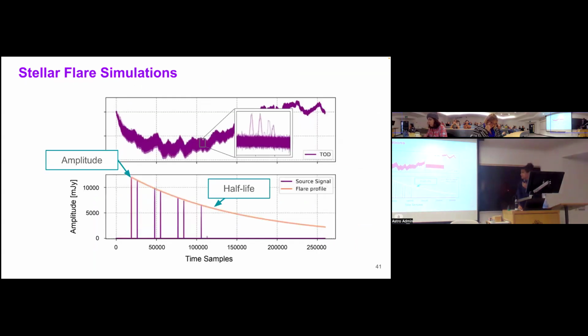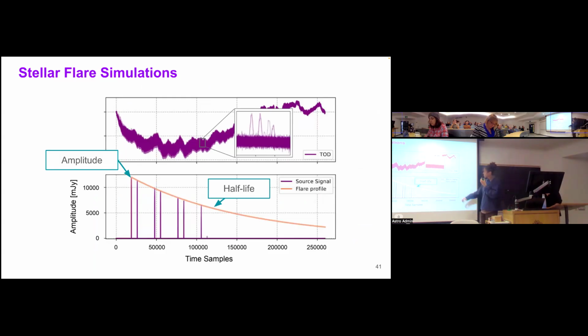So we tested our pipeline on the stellar flare simulations, where we injected a simulated source into a real TOD. We did that so we could have realistic noise properties with that source. We know the position and the amplitude at any given moment.